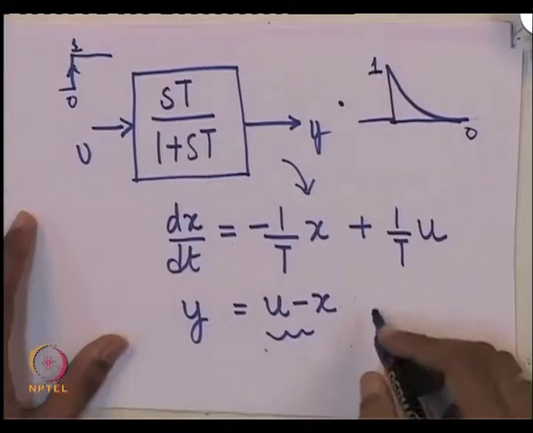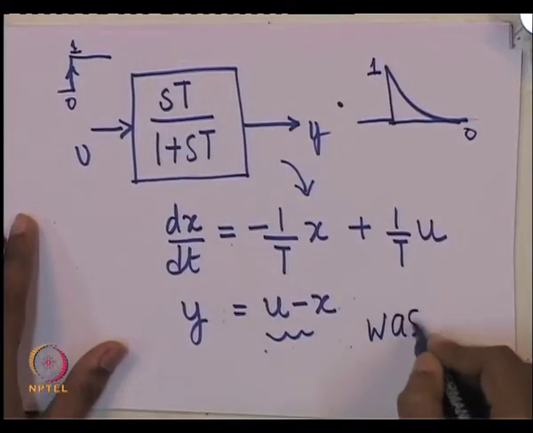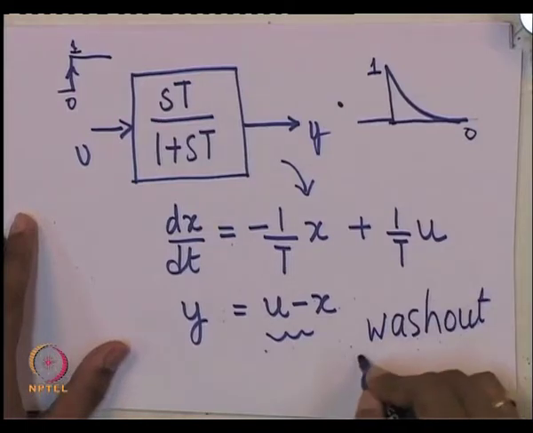This is also known as a washout transfer function. The characteristic is that it is, in a sense, a high pass filter. It prevents slow changes from going through, but it allows fast changes to go through. Its steady state gain is 0, its high frequency gain is 1, and this is the state space representation. Now, from the state space representation one can easily get a block diagrammatic representation.